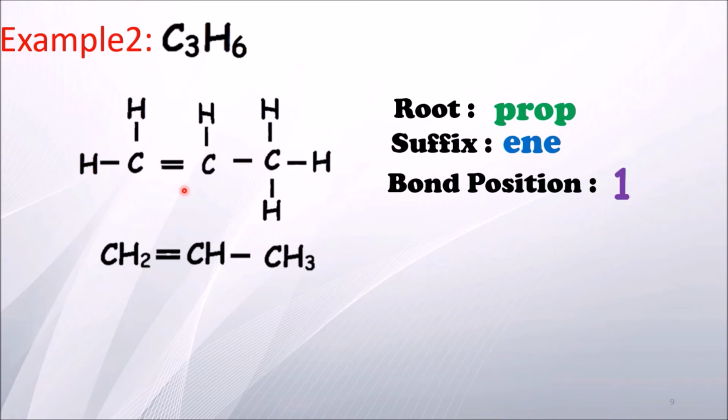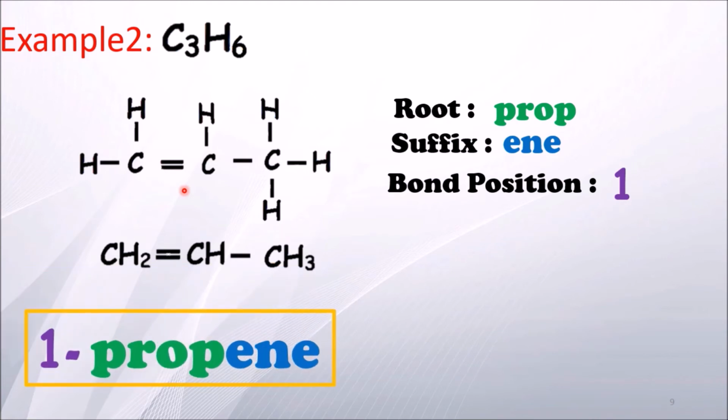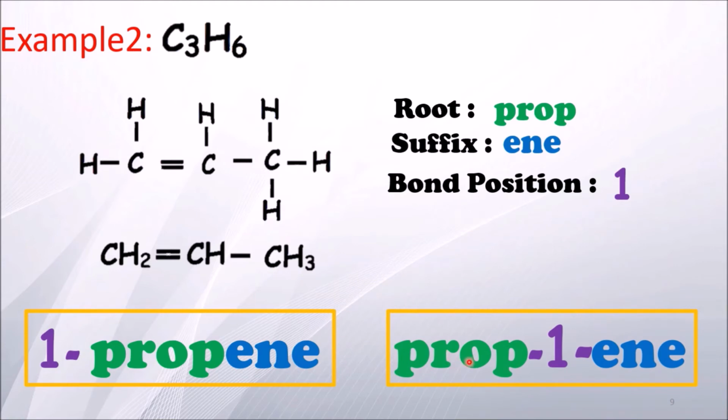Now the name would be 1-propene. So the name is made up of the bond position, which is 1, then a hyphen followed by the root word, then it ends with the suffix ENE. So that's the name for this compound. It can also be written as this, where the bond position comes in between the root word and then the suffix. So the name would be prop-1-ene. So any of these 2 is accepted.